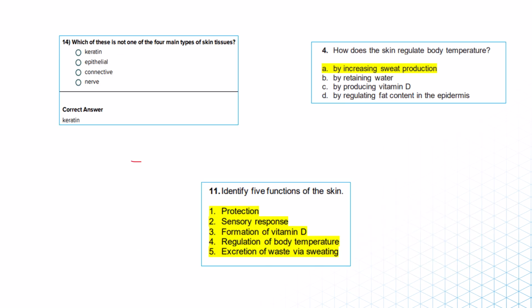Then coming to the next part, some more questions, like how does the skin regulate body temperature and identify functions of the skin. As you all know, protection, sensory response, vitamin D formation, regulation of body temperature, excretion of waste, all of this belongs to the integumentary system functions.